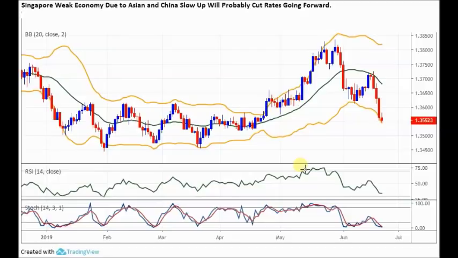Now, in terms of this trade setup, mostly to do with dollar weakness rather than anything going on the other side in Singapore of significance. Singapore, pretty weak economy at the moment due to the Asian economy slowing up in China, and they'll probably cut rates going forward. So mainly to do with dollar weakness.